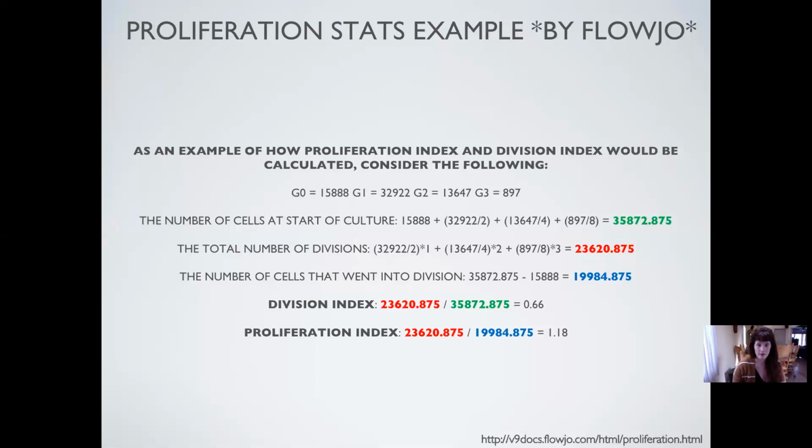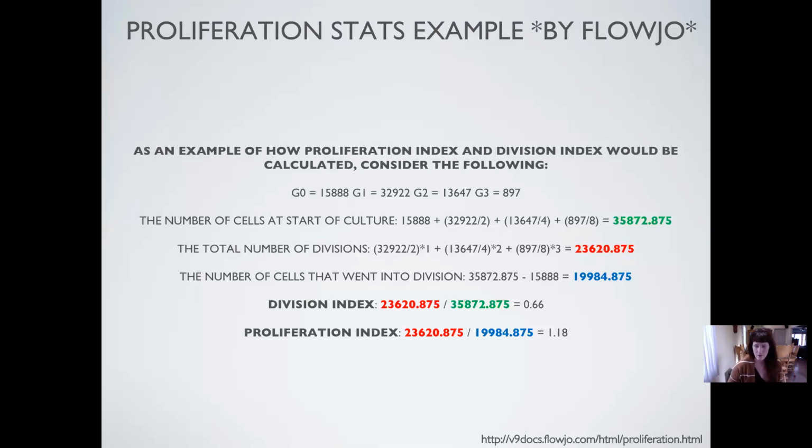So that's going to be the number of starting cells from the culture with that initial calculation of 35,872 minus the number of 15,888, which brings us to 19,800 or 19,984. And by getting that number, we're then able to calculate the proliferation index, which is higher, and that's 1.18.